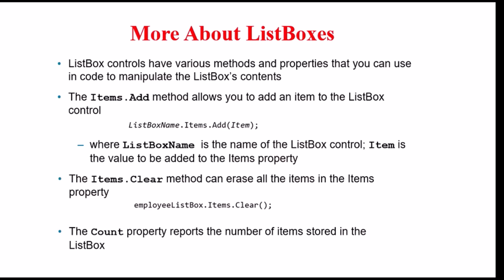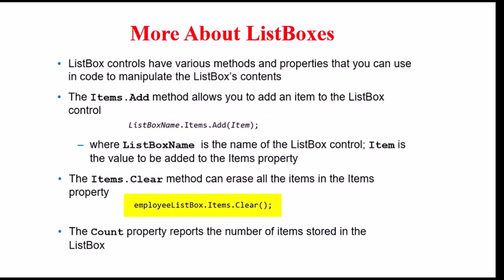I also want to talk about here just very shortly that a list box basically gets a control. There's various methods and properties that you can use in code to manipulate the list box's contents. It's going to hold a bunch of things. The items.add method allows you to add an item to the list box control. You simply give it the list box name, whatever you want to call it, .items.add, and then put the item in there, and that'll hold it in place. ListBox is the name of the list box control. Item is the value to be added to the items property. You can also clear them.